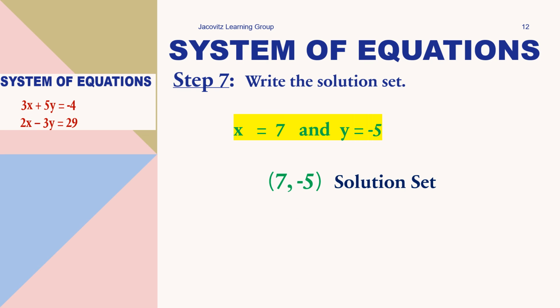Now you are here. Your solution set is (7, -5). So your x term is 7 and your y term is negative 5. That's your solution set, and that's simply done through the elimination method.